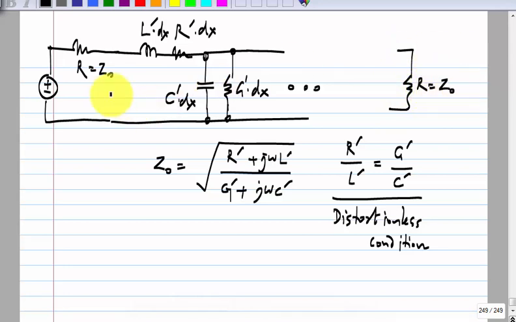If you do that and apply a pulse here, you will not get half the pulse, you will get some smaller fraction because of the loss through this. But you will get exactly the same shape. If you send a rectangular pulse, you will get a rectangular pulse. Again, this is not very relevant to us because we can't arrange this condition.